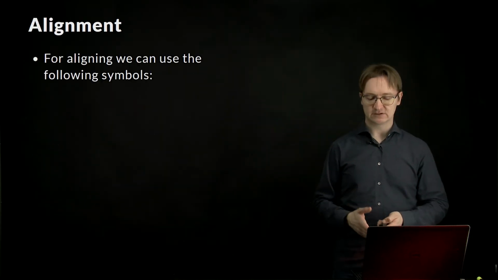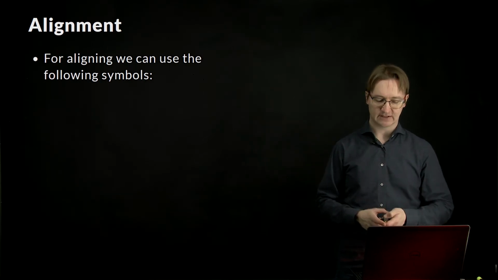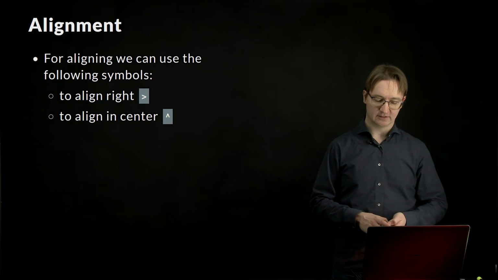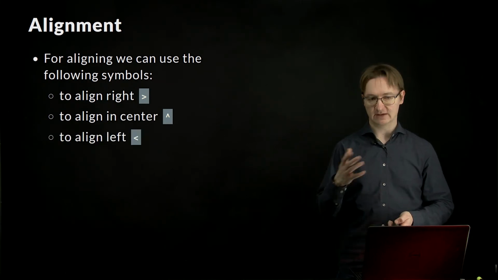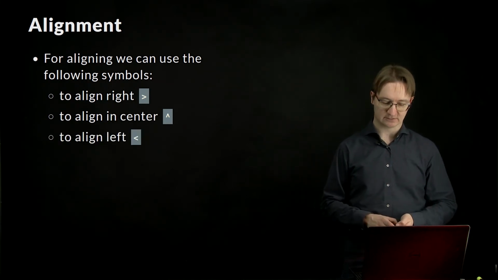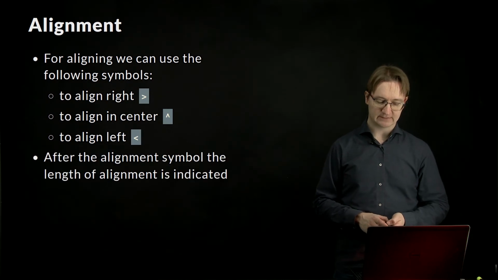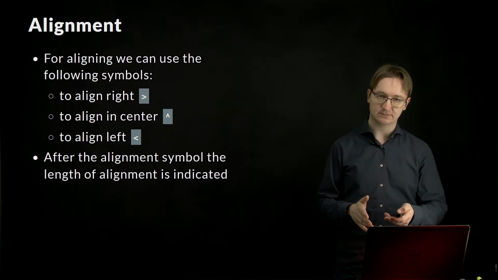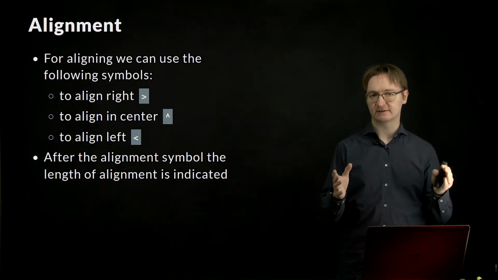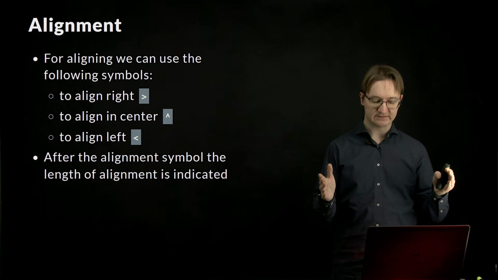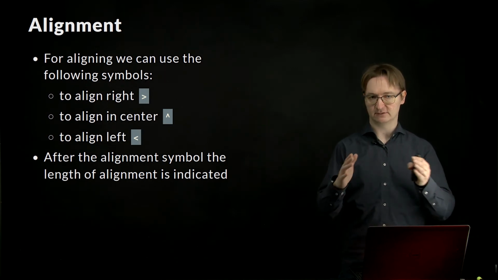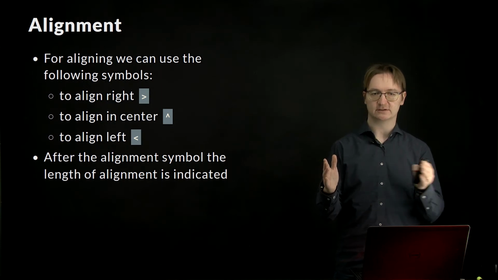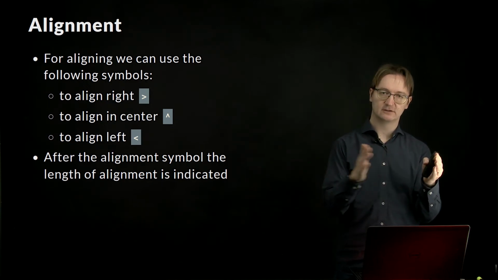We can use f-string to align text, and to do that, we can use different symbols. For example, to align right, to align in center, and to align left. We can use those symbols. And after the alignment symbol, we can indicate the length of the space. So this space is used to align whether to left or to right or into middle.